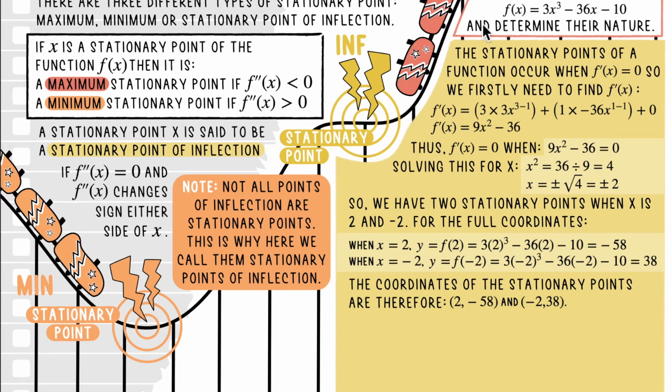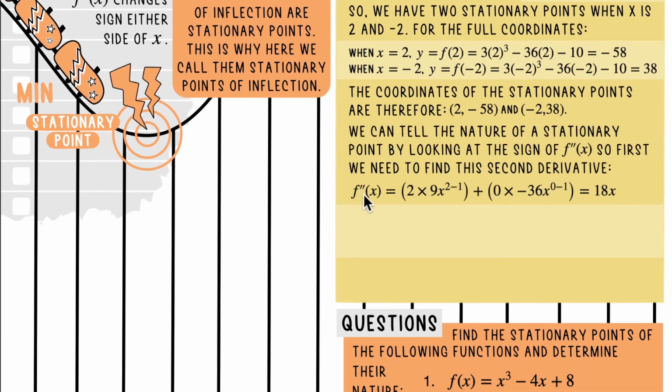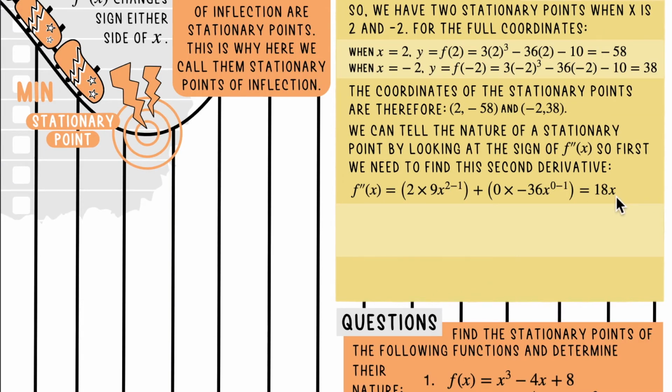The second part of the question is asking us to determine the nature of the stationary points. Remember, coming back here, if we want to determine the nature, i.e. is a stationary point a maximum, a minimum, or even a stationary point of inflection, what we need to do is we need to find the second derivative and see what sign it is, i.e. is it less than 0, greater than 0, or even equal to 0. So first things first, we need to find the second derivative. And here it is. We've got the second derivative, basically differentiated the first one. So we took the first derivative and differentiated again to get the second derivative. And we get it as 18x.